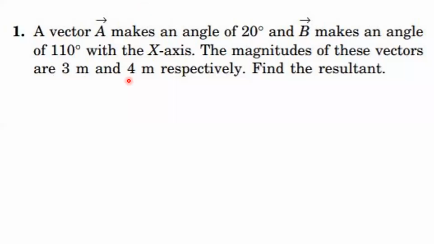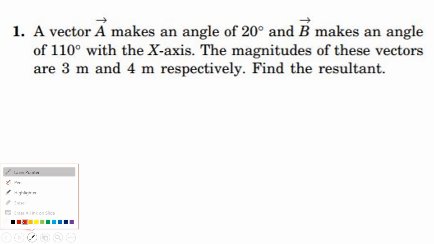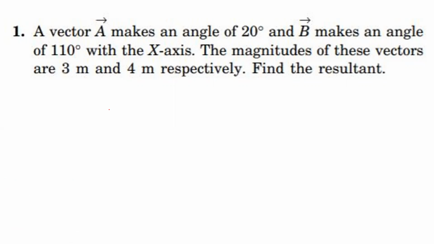Students, today we are going to discuss vectors problems from the Concepts of Physics textbook. First question. A vector A bar makes an angle of 20 degrees and B bar makes an angle of 110 degrees with the x-axis. The magnitudes of these vectors are 3 meter and 4 meter respectively. Find the resultant. That means we have to find the resultant vector between A bar and B bar.